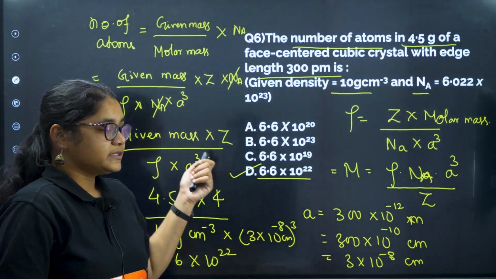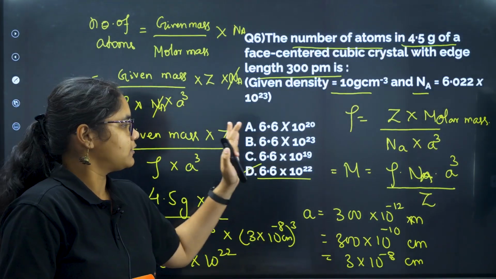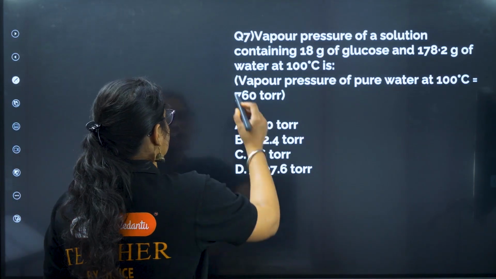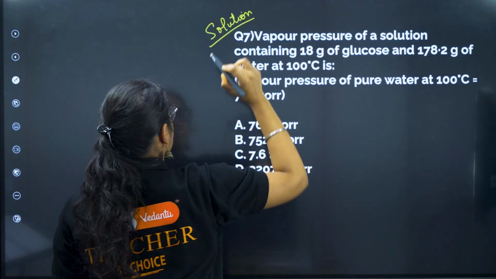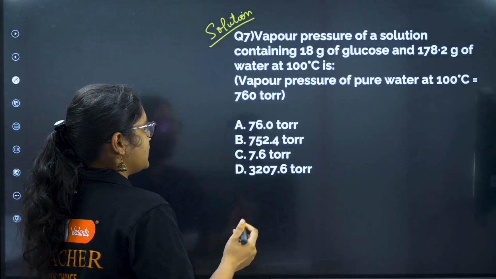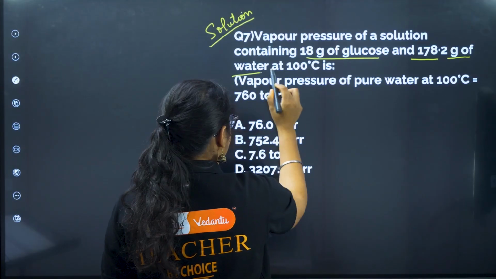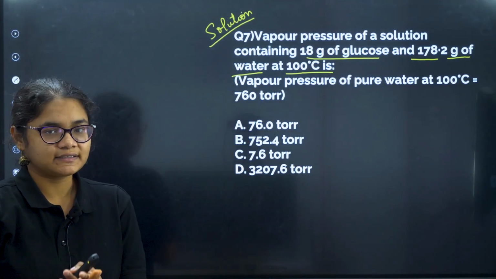Okay, so this question was from the deleted portion, but this formula may be known because it is one of the important formulas from the solid chapter. Next is a very important, easy question from the solutions chapter. So the vapor pressure of a solution containing 18 gram of glucose and 178.2 gram of water at 100 degrees Celsius is. Vapor pressure of pure water is given to you, 760 torr.